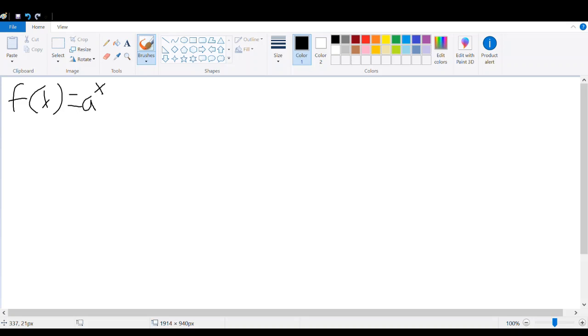Okay, so now it's time to talk about actually graphing these things, a few patterns we're going to go over, and then we're going to practice a little bit. So f of x equals a to the x. If I plug in any number for a, let's just say f of x equals 2 to the x, we're going to do that graph real quick.